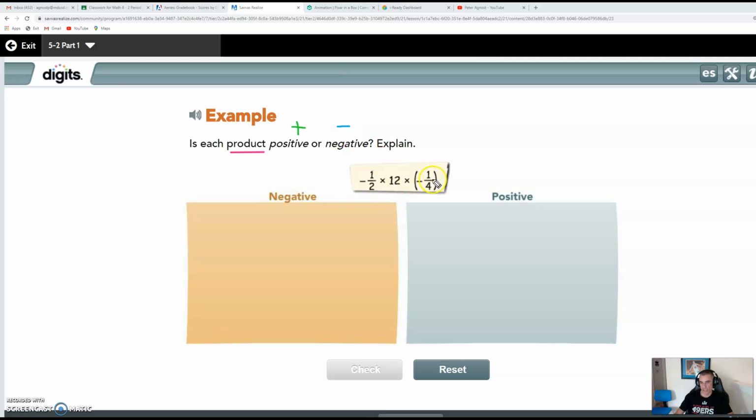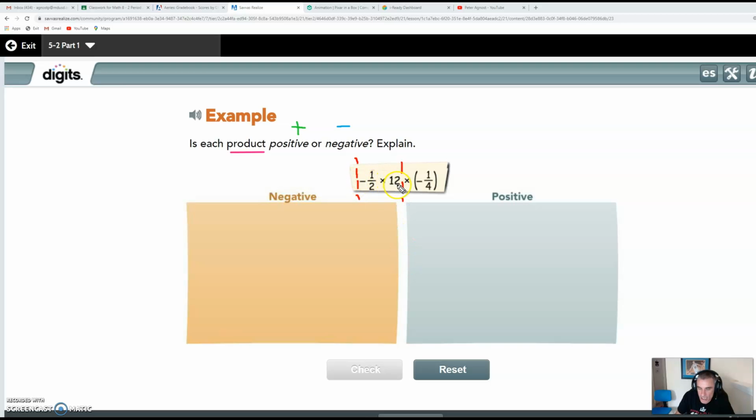Okay, so we don't actually have to calculate what negative 1/2 times 12 times negative 1/4 is. We just need to say, hey, the final answer, whatever it is, will be positive or will be negative. And we have enough information to do that. So I'm going to show you how we did it last week, and then I'm going to show you another way to do it. So the way I had you do it last week is I said, hey, here I have 3 numbers, so let's just start on the left. So I'm just going to imagine I'm cutting off this chunk right here, okay?